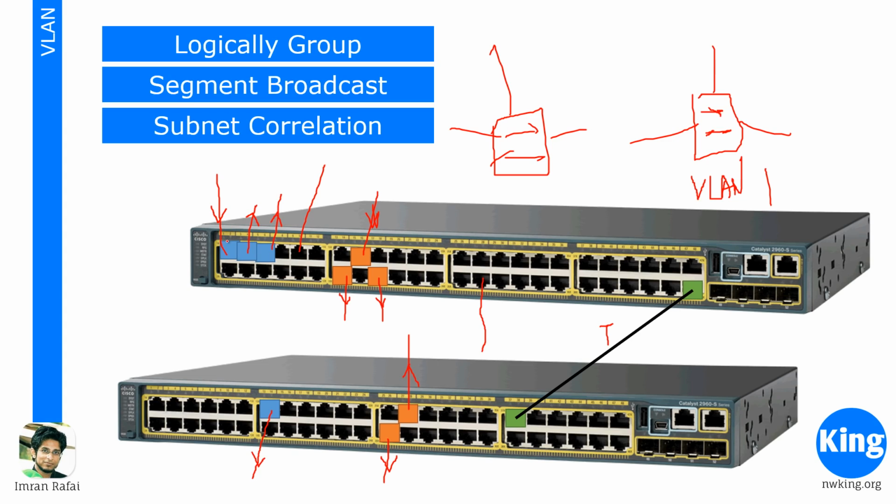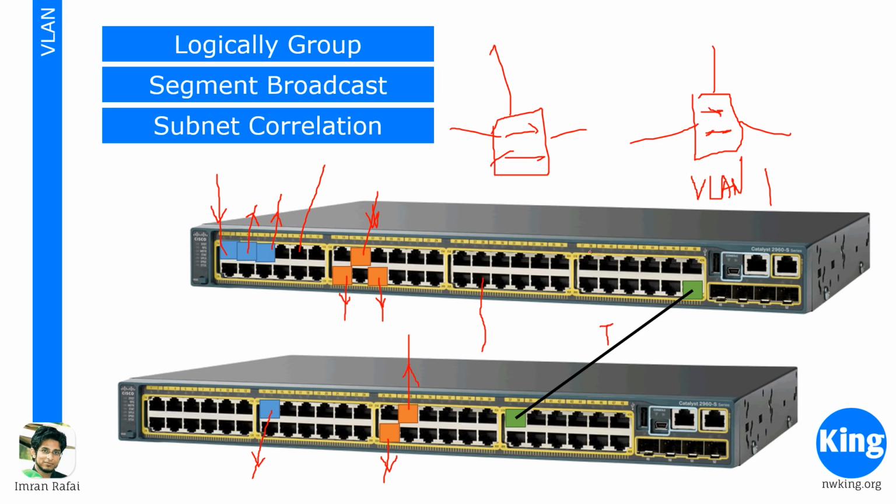But the minute we change these ports, we go to these ports and say now you're part of VLAN 10, and I go to these ports and say you're part of VLAN 20, and these are part of VLAN 1, they are now 3 different switches, right? So these without any color are all part of the same switch.